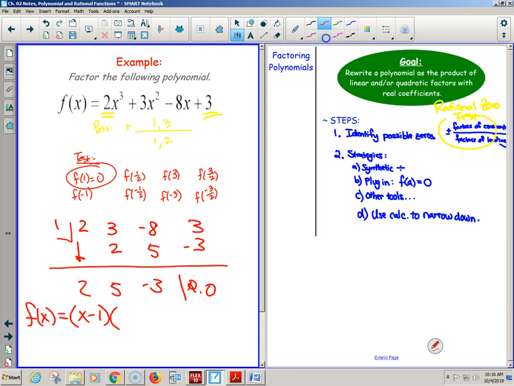And what does this have left for me? And why am I not doing another nested synthetic? Why am I going straight to parentheses? Who is this guy? 2x squared plus 5x minus 3. What can I do with any quadratic? Do you remember that factoring? Yes, section 2.1 that we've been learning.